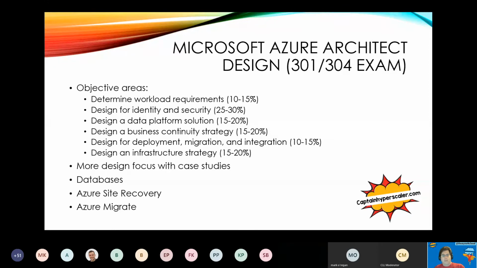And when you think about this exam and the objective areas here, you can see that the highest objective area within this is designing identity and security. So right there, the identity and access management piece of things is going to be very important. But you do have 6 objective areas within this, and all of them are weighted fairly balanced when you think about it.